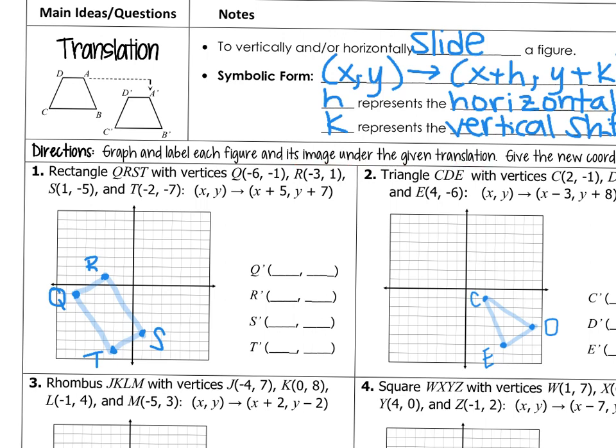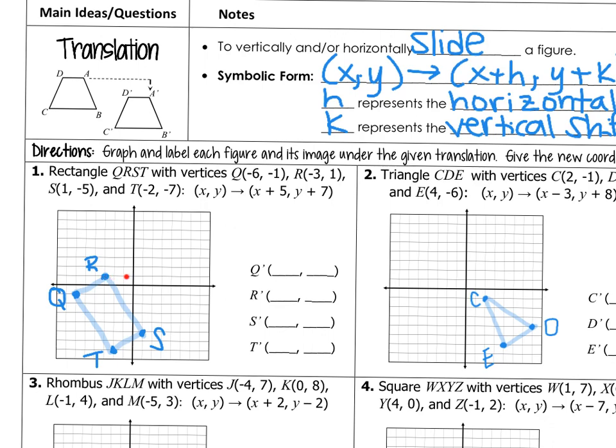So here I've got rectangle QRST, and I've got my vertices here. I've already graphed that here. What we want to do is translate it 5 units to the right and up 7 units. So again, it's going to have a horizontal shift. Since it's a +5, I'm going to either add 5 units to each x-coordinate, or take your coordinate and just go shift 5 units to the right.